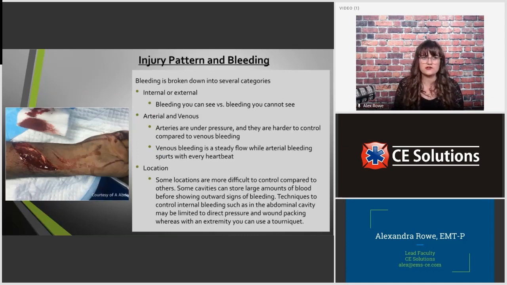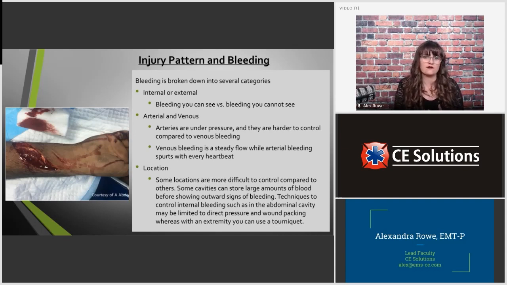Let's discuss injury patterns and bleeding. So bleeding is broken down into several categories. It can be internal or external. Obviously, we can most of the time see external bleeding. That's why it's important when we are assessing our trauma patients that we go ahead and expose them, probably get their clothes off, try to maintain modesty, of course, but get their clothes off. That way we don't miss any bleeding.